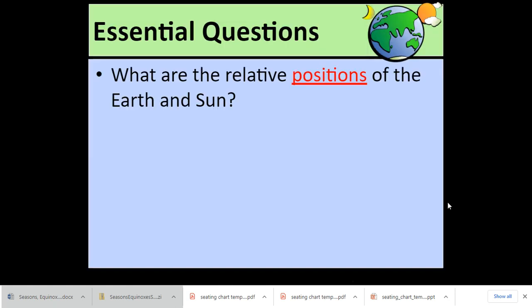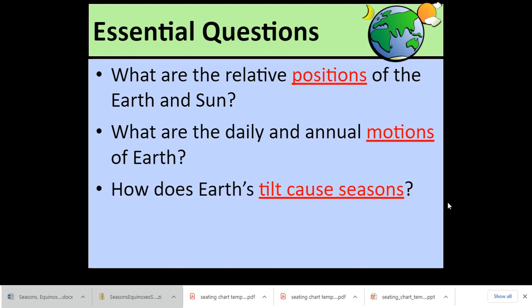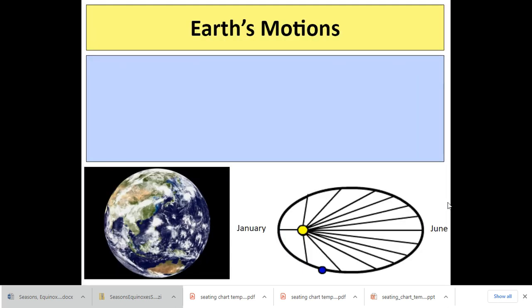Okay, let's go through some essential questions. What are the relative positions of the Earth and Sun? What are the daily and annual motions of Earth? How does Earth's tilt cause seasons? And what are the differences between solstices and equinoxes? So these are the questions that we're going to be answering today. I know most of you pretty much know these based on the review that we've had in the past couple days, but I just want to reinforce that learning today.